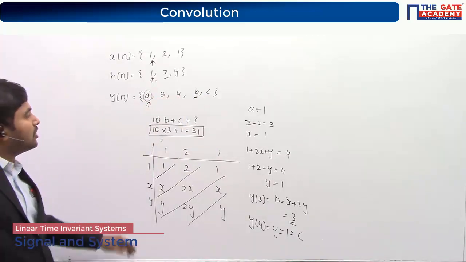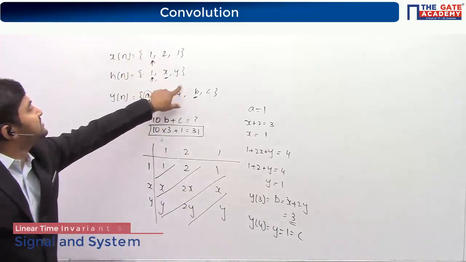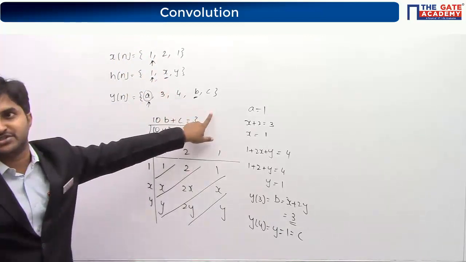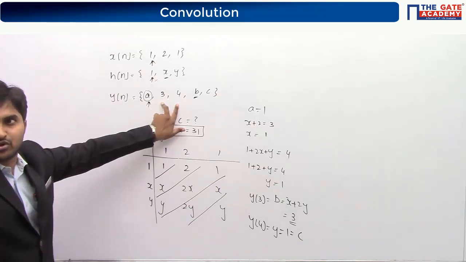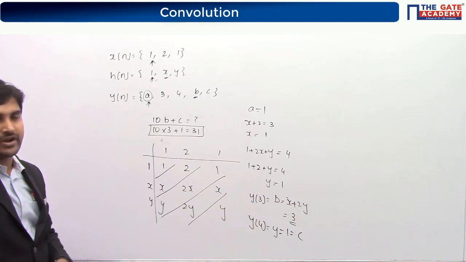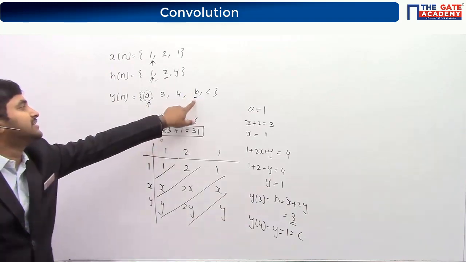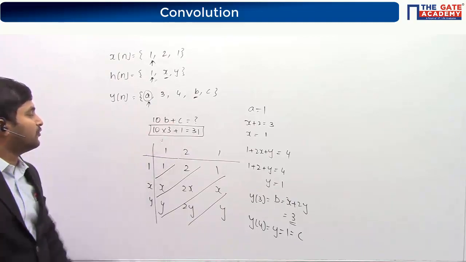We are considering it like that because it is given that here we are having 3 samples, and here we should have 5 samples. So y of 1 and y of 2 are given in the question. Now the question asked is 10 into y of 3 plus y of 4, where y of 3 is what we have considered as b.